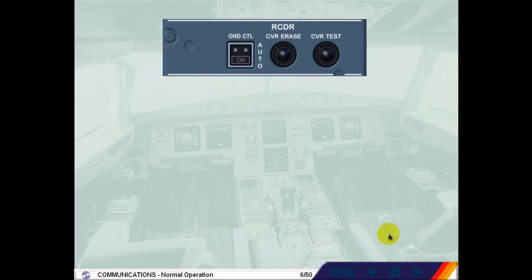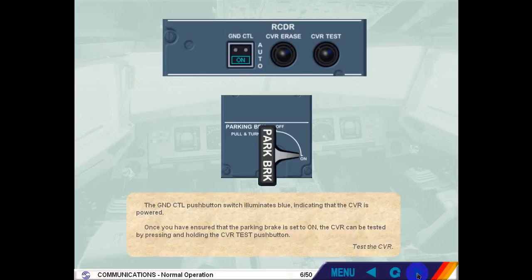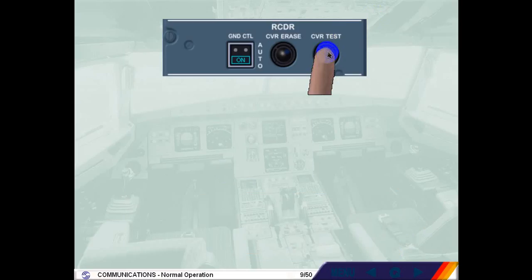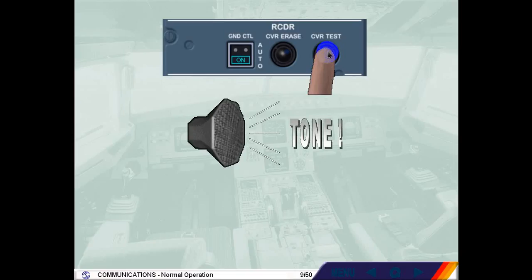The ground control push button switch illuminates blue, indicating that the CVR is powered. Once you have ensured that the parking brake is set to on, the CVR can be tested by pressing and holding the CVR test push button. Test the CVR. Once a tone is heard, the CVR test push button can be released. The tone stops as soon as the CVR test push button is released.